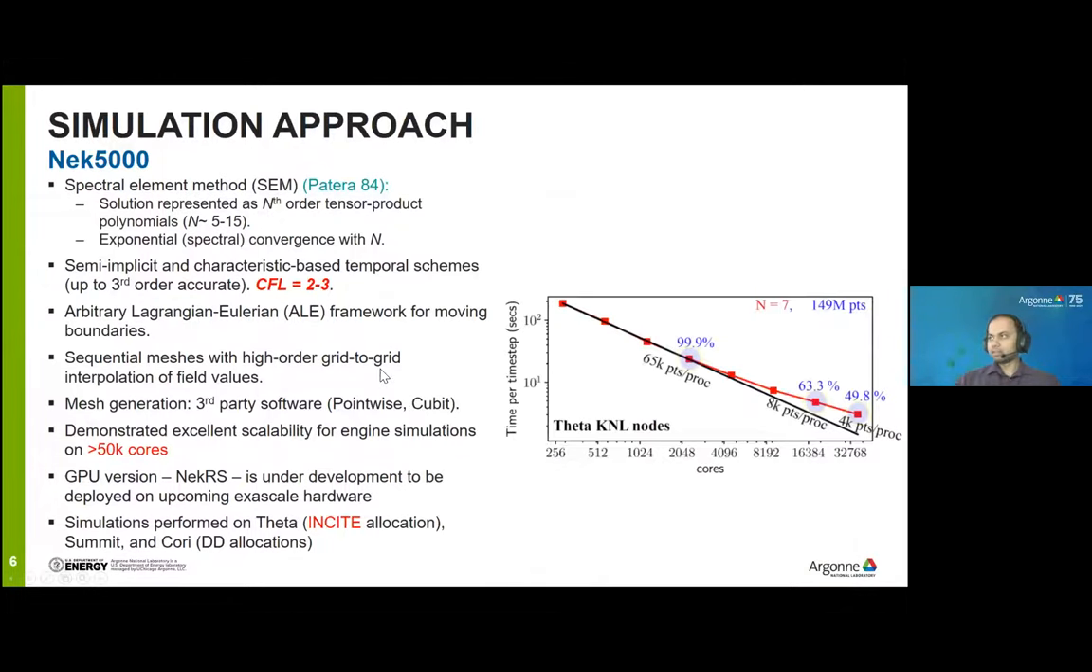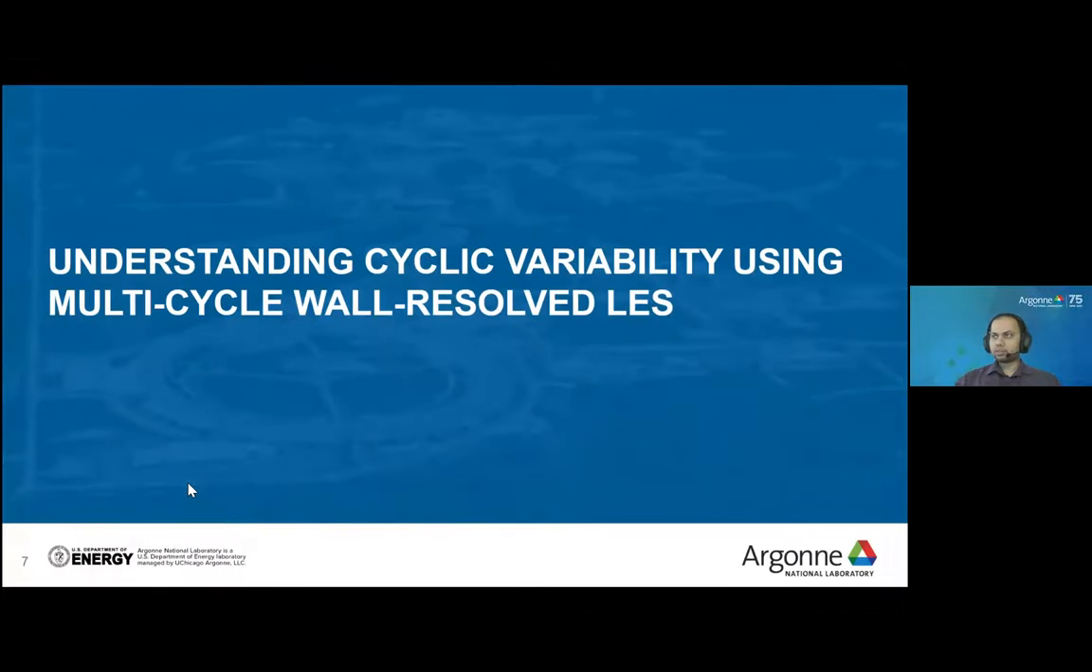And like I said, this code has been shown to be highly scalable. So this is just for an engine simulation with moving geometry and everything. For this well-resolved LES calculation, we were able to scale up to around 30,000 processes. And for DNS calculations, we show scalability on more than 50,000 processes. And there's also a GPU version, which is under development, and I'll talk a little bit about it at the very end. So the first part of the talk is going to be looking at performing multi-cycle well-resolved LES to understand this phenomenon called cyclic variability.